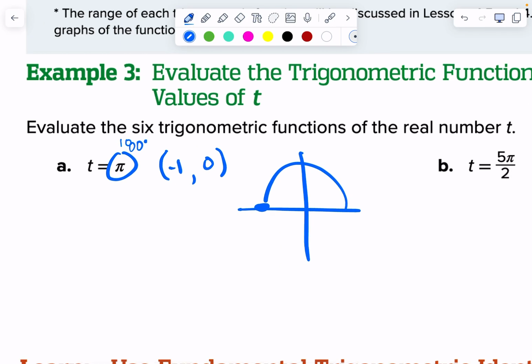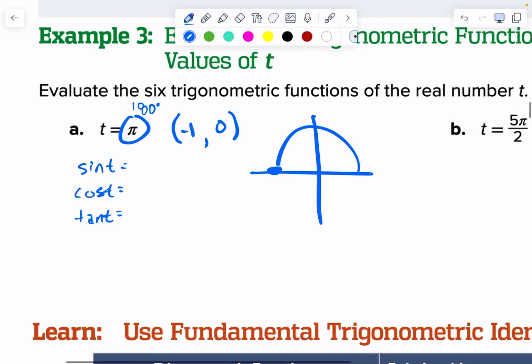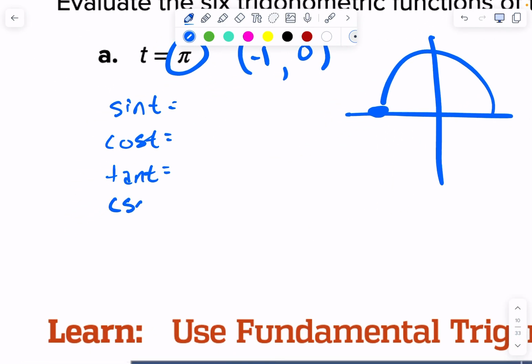They want us to find the 6 trig functions, so that means we start with sine. Sine of t equals, cosine of t equals, tangent of t equals. Which one goes with sine? Cosecant. The c's and the s's go together, so cosecant t. What goes with cosine? Secant. Secant of t, and then tangent is cotangent of t.